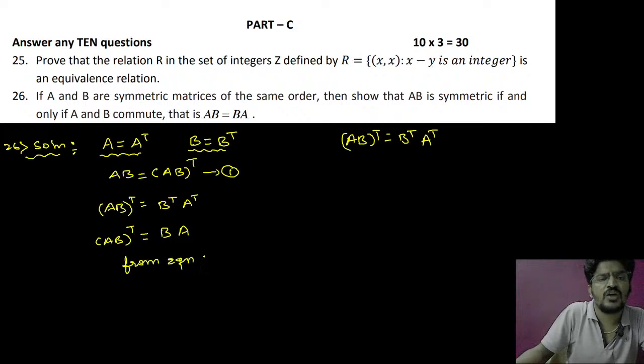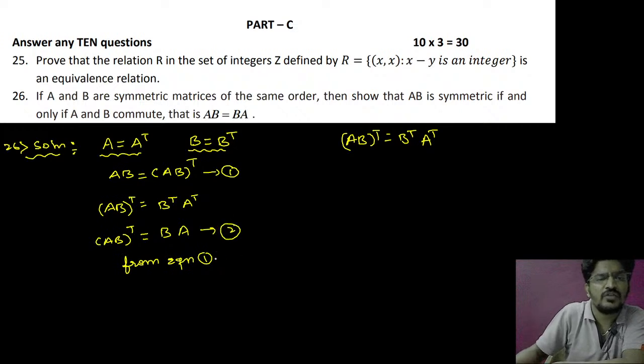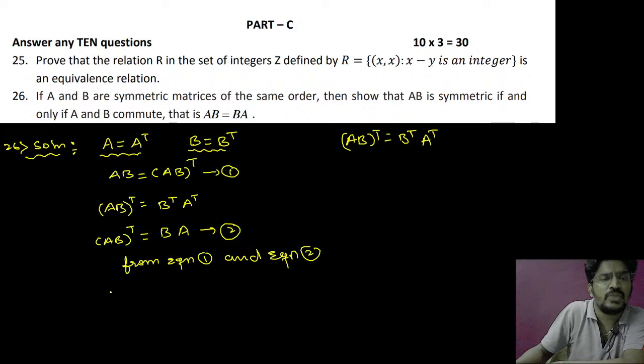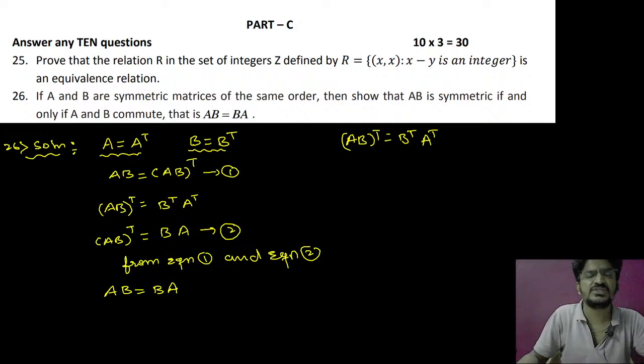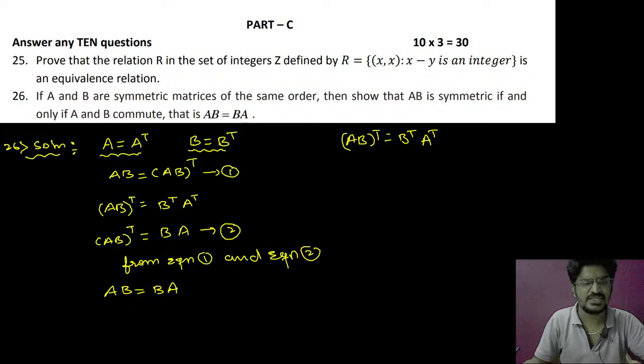So from equation 1, what I can write? I can write AB whole transpose, or you can take it as equation 2. From equation 1 and equation 2, you just see AB whole transpose is equal to AB. And equation 2 tells that AB whole transpose is equal to BA. So equation 1 and equation 2 gives us AB equal to BA. That means AB is commutative. So very nice question.